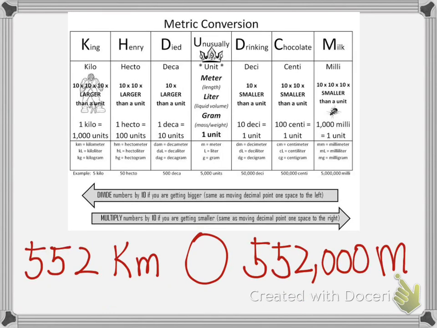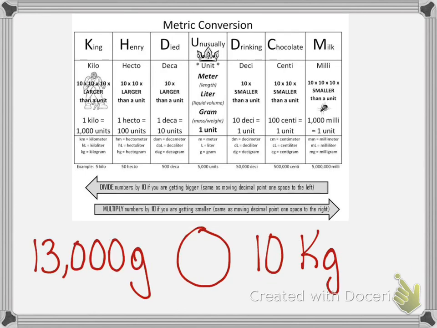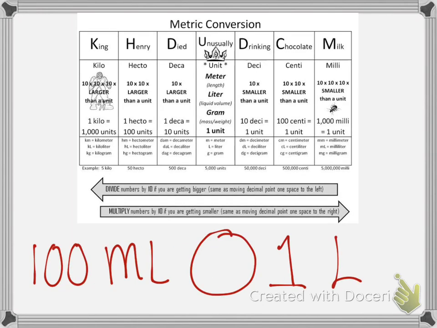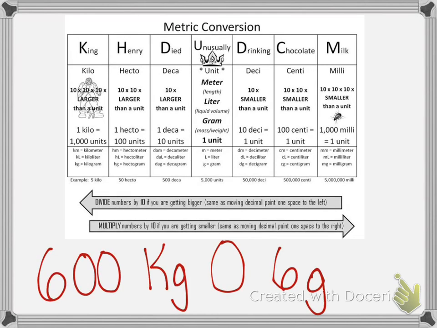552 kilometers is greater than, less than, or equal to 552,000 meters. 13,000 grams is greater than, less than, or equal to 10 kilograms. 352 centimeters is equal to how many meters? 100 milliliters is greater than, less than, or equal to 1 liter. 600 kilograms is greater than, less than, or equal to 6 grams.